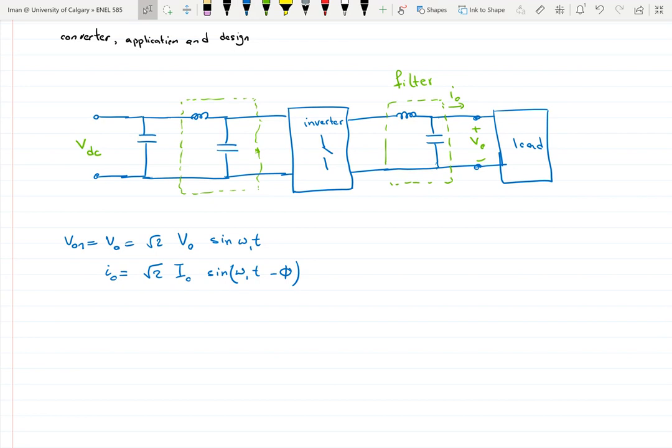Now let's look at the currents at the DC side. So the DC side current here, ID star and ID here.